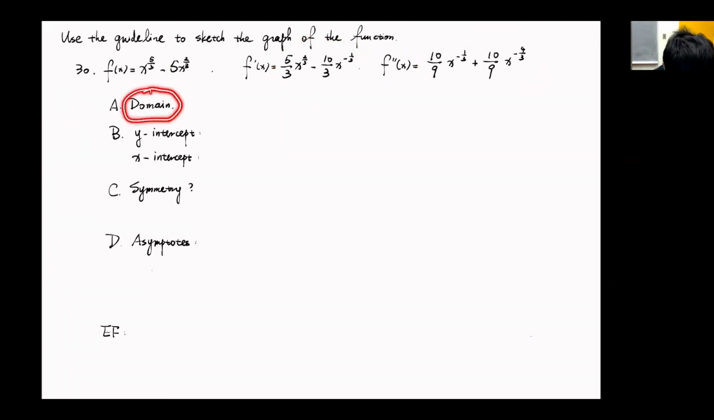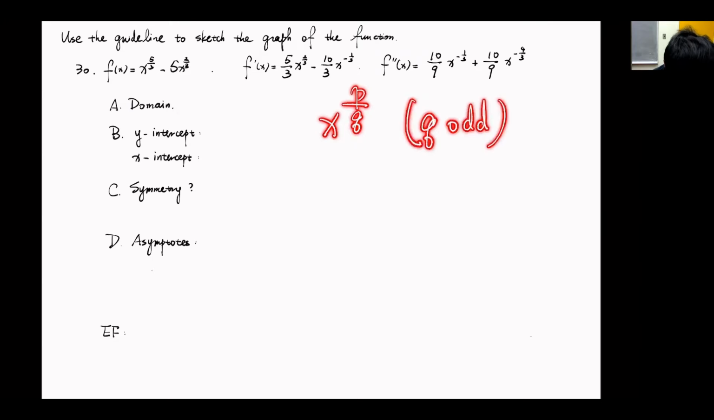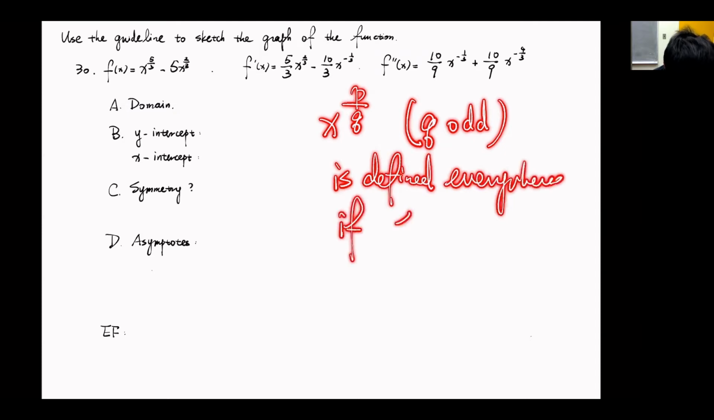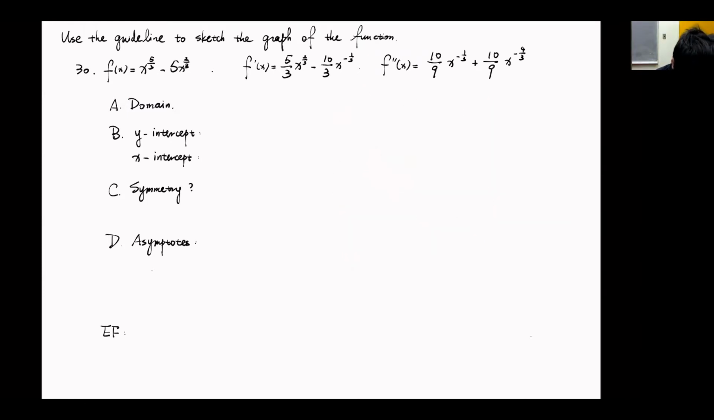Now let's study the domain. Just recall one thing: x to the p over q, if q is odd, is defined everywhere if p is greater than 0. We are going to use that. Using this, we see that f of x is defined everywhere. So the domain for this function is negative infinity to positive infinity. The y-intercept is pretty easy. You just set y equals f of 0, and the answer is 0.